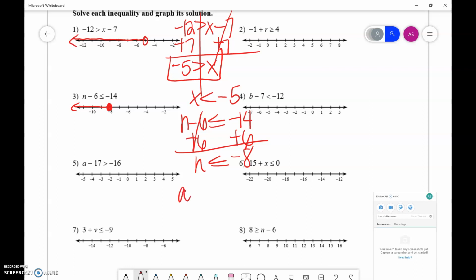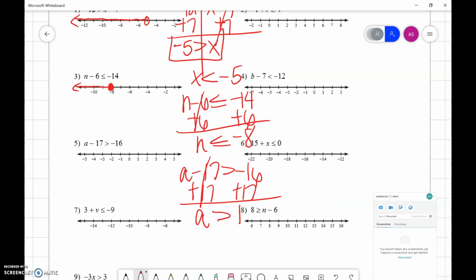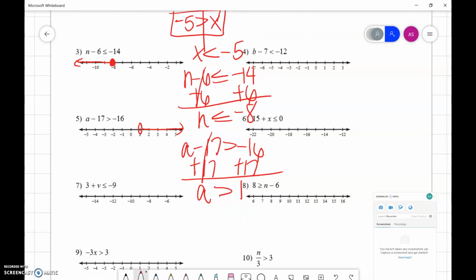All right. Number 5, I have a minus 17 is greater than negative 16. So we're going to add 17 to both sides, like so. I'm going to have a is greater than positive 1. Okay, so we're going to have an open dot at 1, and it's greater than 1, so I'm going to draw my arrow to the right, and my numbers that are greater than 1 are 2, 3, 4, 5, all the way to positive infinity.